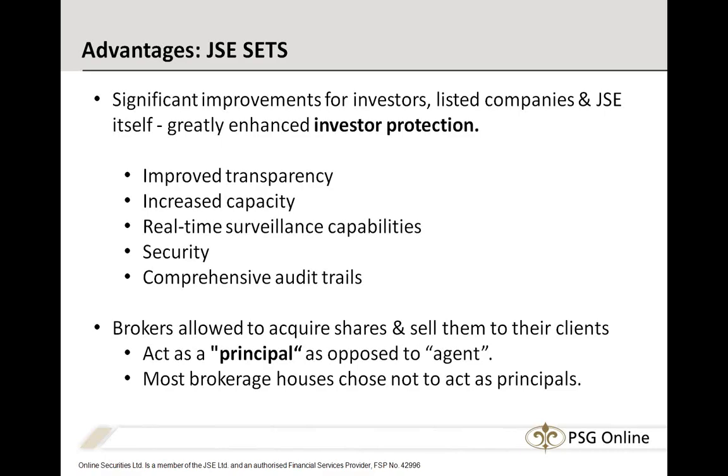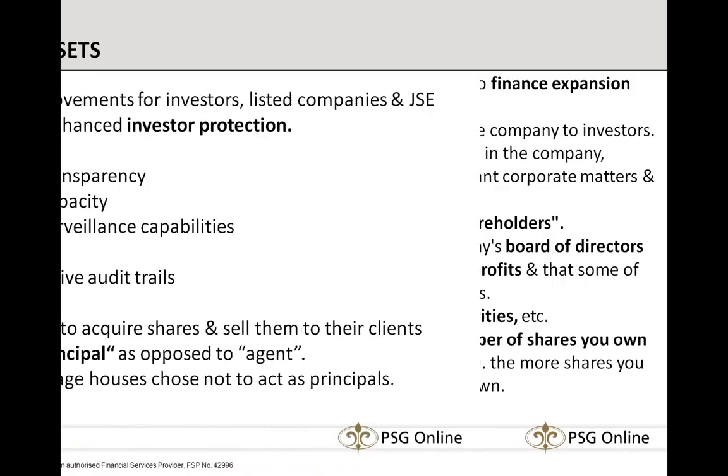One of the other things that came through after this whole changeover, the Big Bang, as we call it, is that stockbrokers were allowed to acquire shares and then sell them to clients. In that instance, the stockbroker is acting as a principal, as opposed to an agent or a middleman between a buyer and a seller. However, most stockbrokers have chosen not to go that route, and they prefer to be an agent between a buyer and a seller. So most of the trades in the market go through a stockbroker or agent.